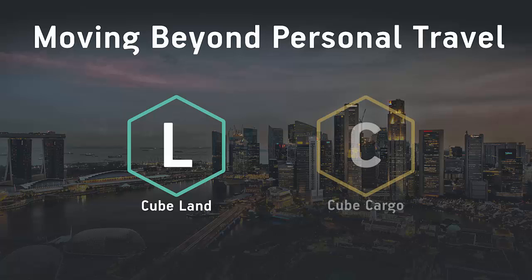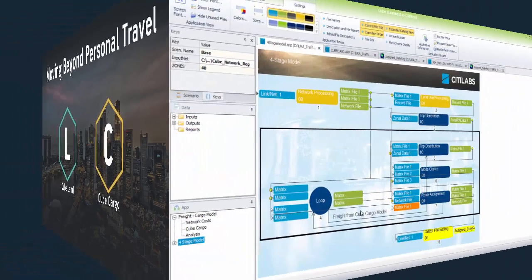We can also model the movement of freight using Cube Cargo, just as we're modeling the personal travel using Cube Voyager. We can gather information on the commodities that are being imported to and then consumed through manufacturing process or the retail sales of goods, and model these commodity flows throughout the city or a larger regional area.